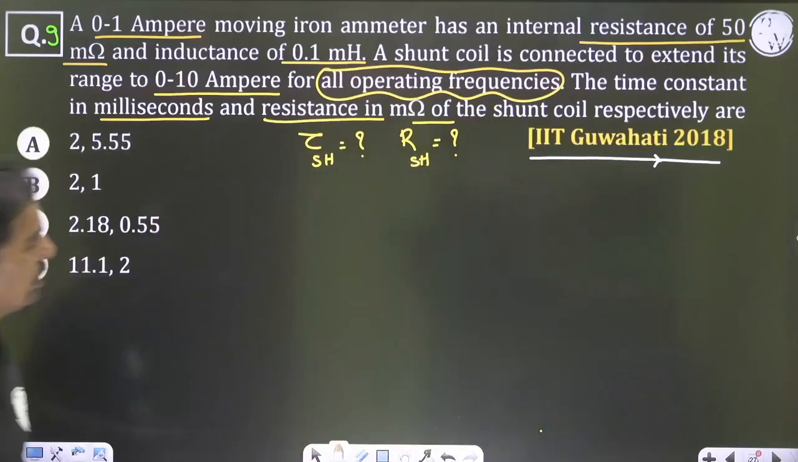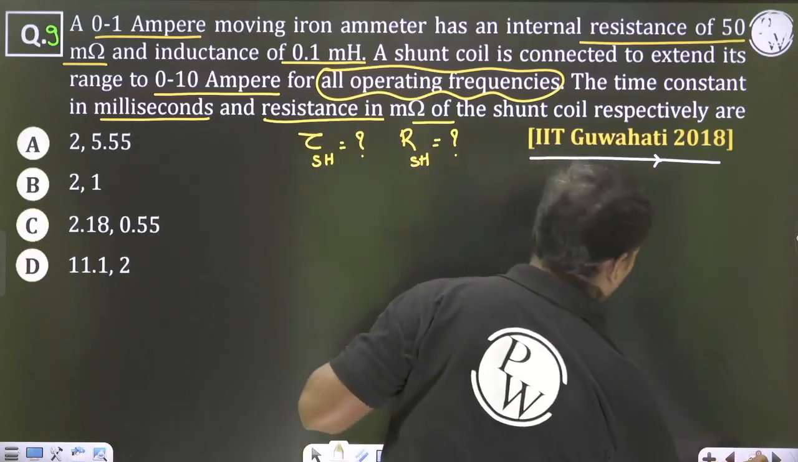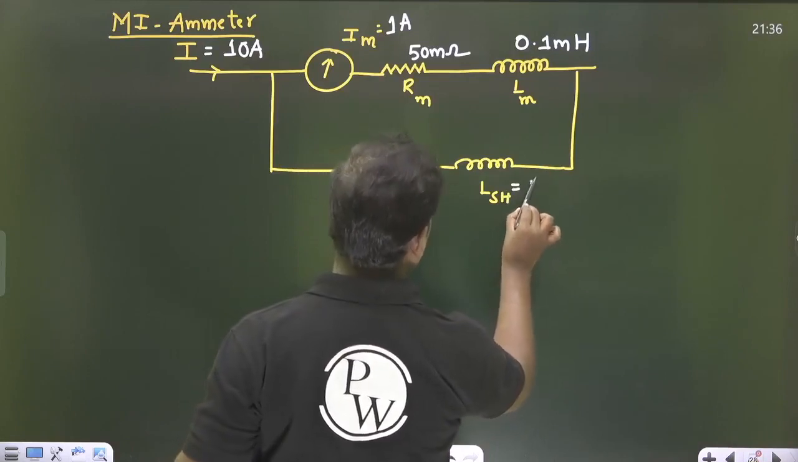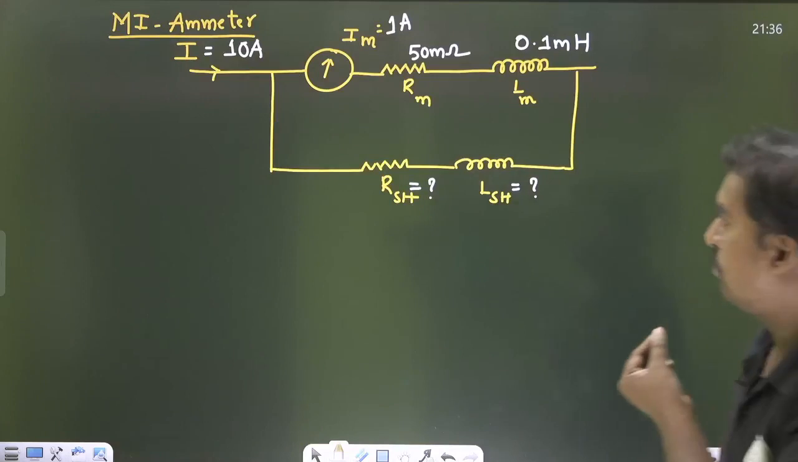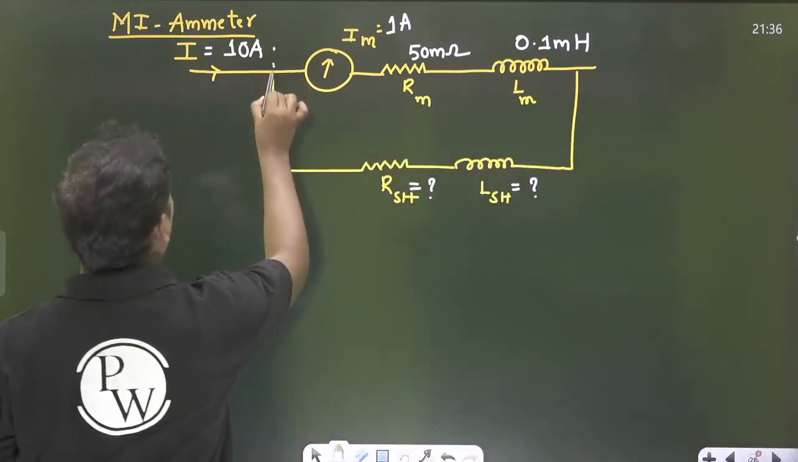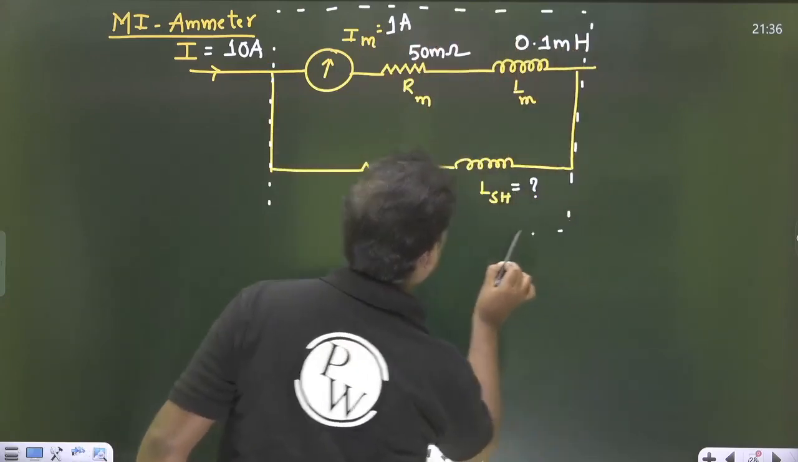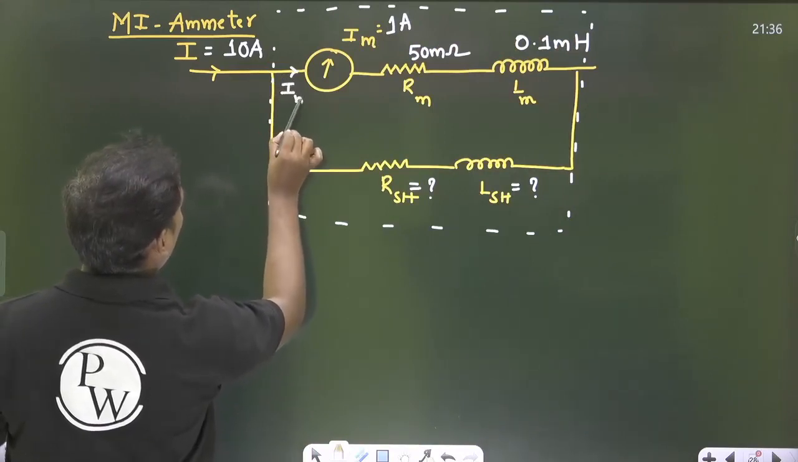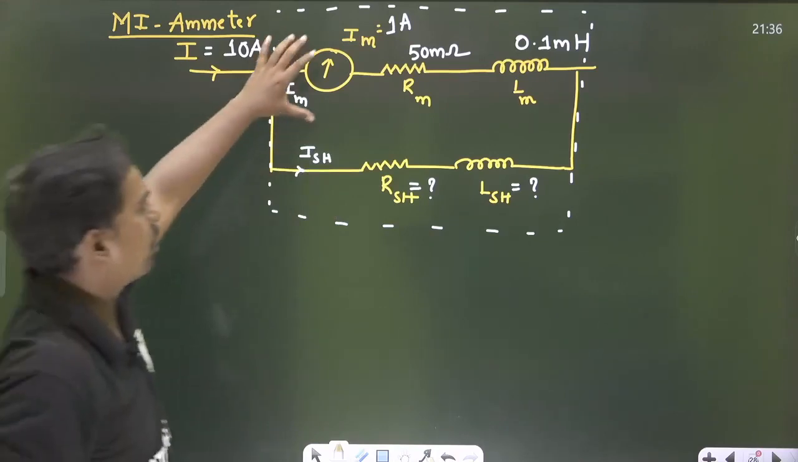The question asked is the time constant and the resistance. First of all, he is asking about the shunt, so he is asking for this value. Of course, we have to know this value also. How to solve this problem? If you see, these two are parallel, right? Even though the current is divided as IM and ISH, the voltage across them is the same.